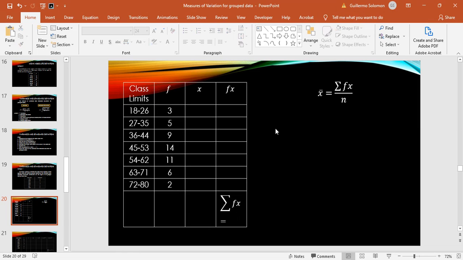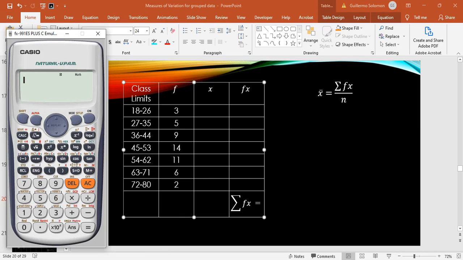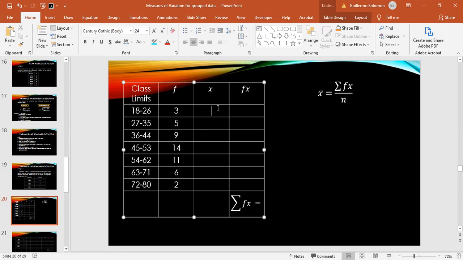Okay, so now let us get the class midpoint first, kasi yung class midpoint is important for getting the mean for group data. Okay? So 18, pag kukunin natin class mark, ganito lang yan. 18 plus 26 divided by 2, that is 22. Ayan yung class mark natin, or the class midpoint, 22.